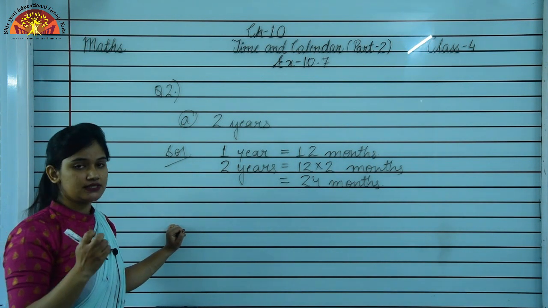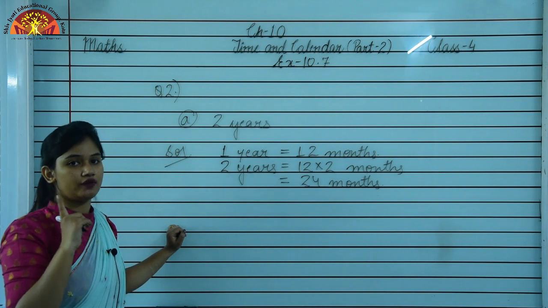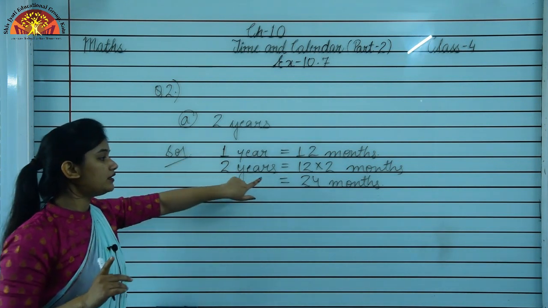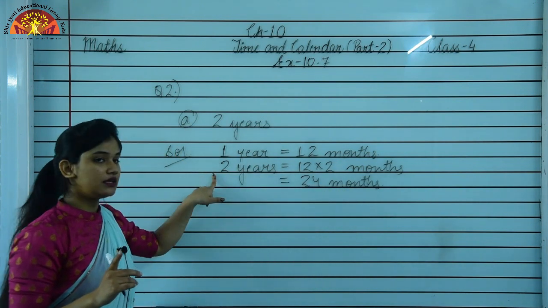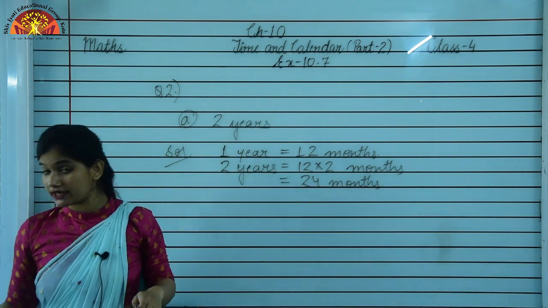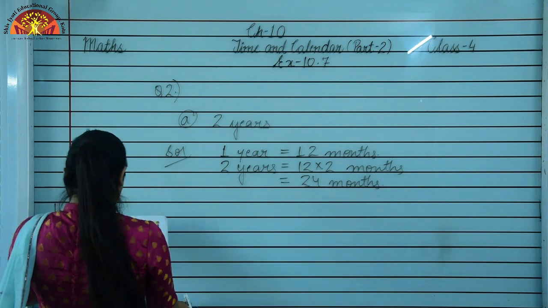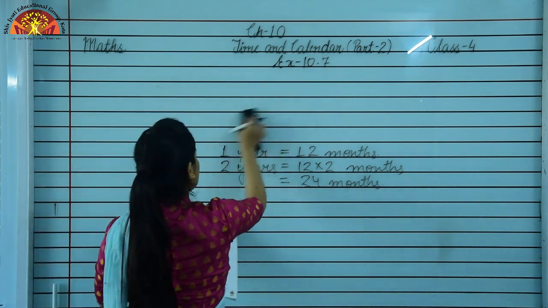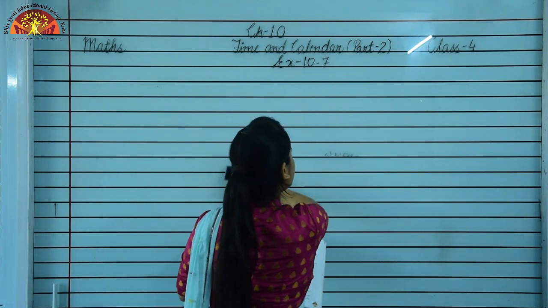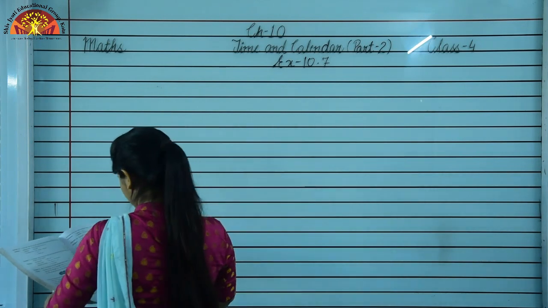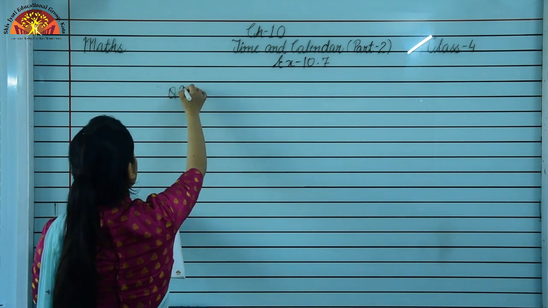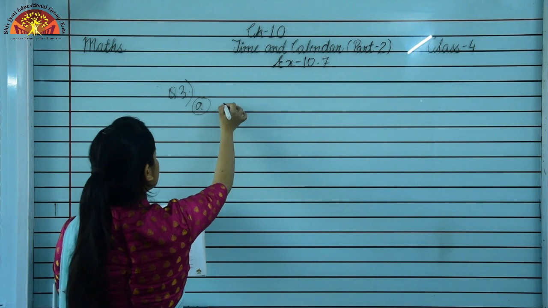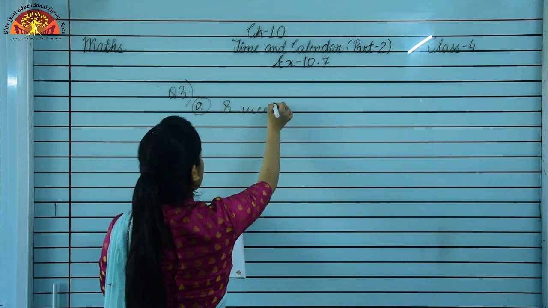Whenever you are finding something for more than 1, always you have to do multiplication in that question. Okay students? So in this way you can find the number of months in the given years. Now we'll take the next question, that is question number 3. Question number 3 is convert the weeks to days. Again the same question, but this time we have to convert weeks to days. I am taking A part of this question, 8 weeks.